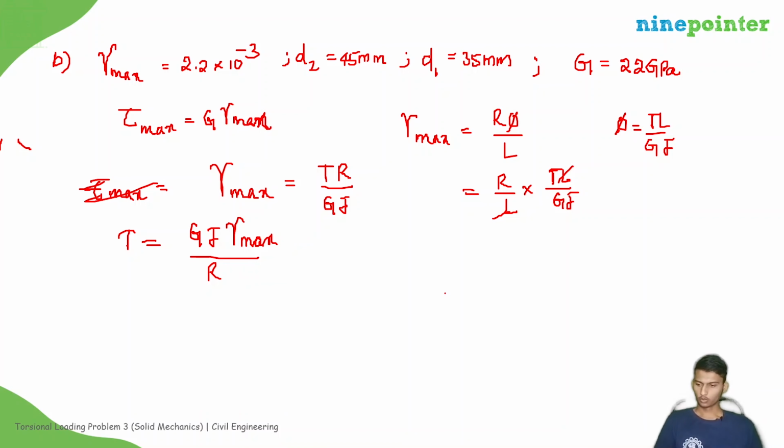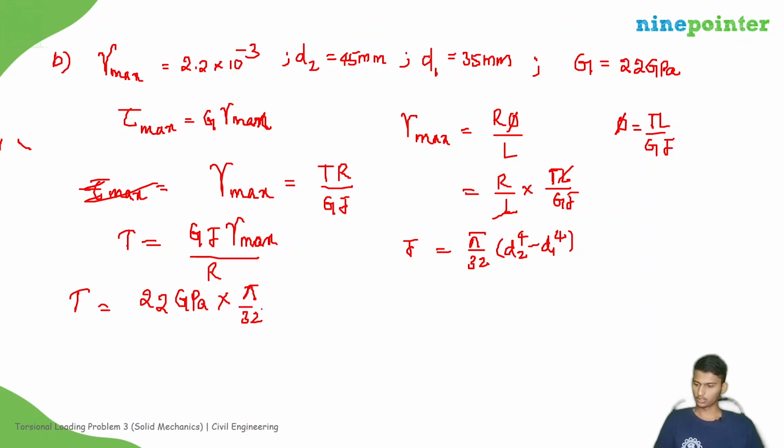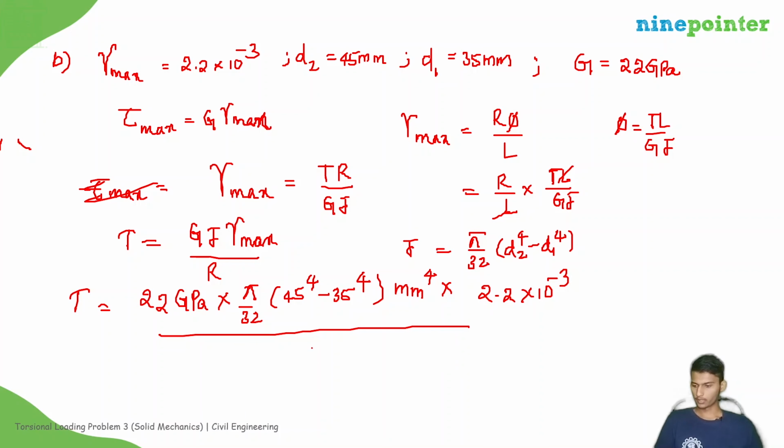right? So J will be again pi by 32 into D2 power 4 minus D1 power 4. So T will be equal to 22 gigapascals into J, that is pi by 32 into 45 power 4 minus 35 power 4, into gamma max, 2.2 into 10 power minus 3, divided by radius. Maximum radius is 45 by 2, right?